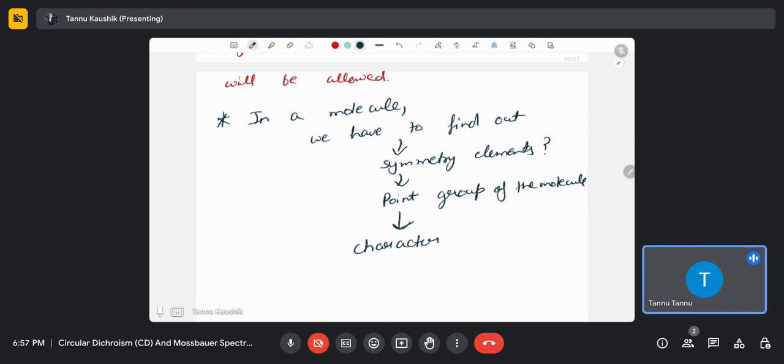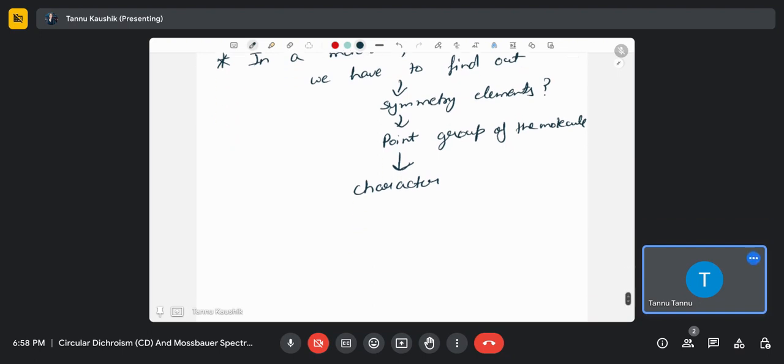So for each point group there are character tables, that is mathematical tables, we can say, where all the symmetry elements associated with a particular point group are collectively represented based on certain mathematical rules. We won't go that deep. So you can look for the character tables of each point group.